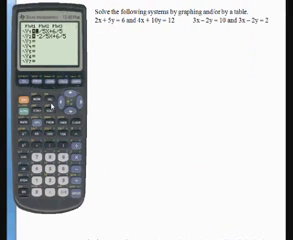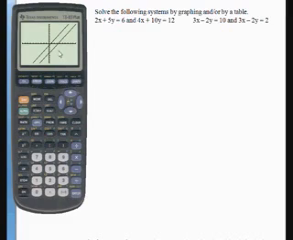So it was 3/2 x minus 5 and, oops, 3/2, not 3/5. 3/2 x minus 1. And we're going to graph it. So there's our first line, and there's our second line. So 3/2 x minus 1 and 3/2 x minus 5.